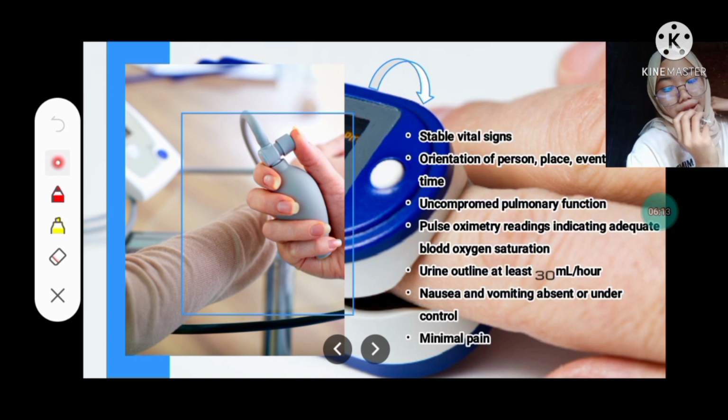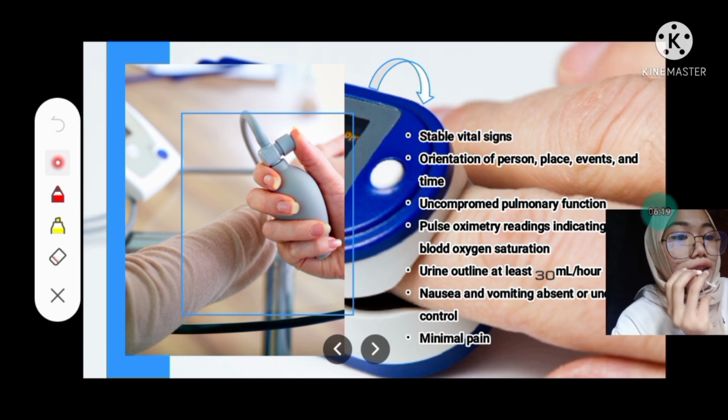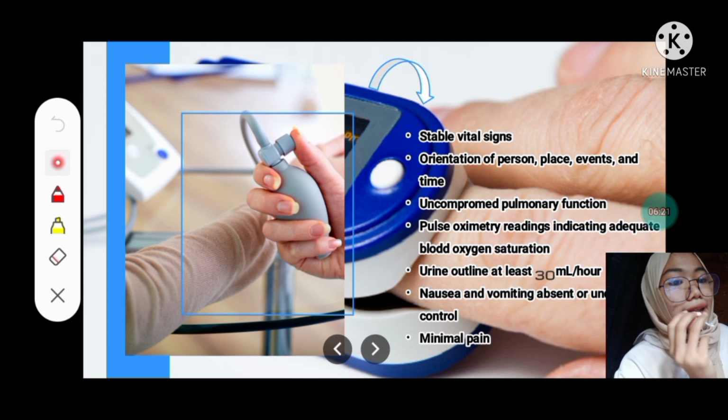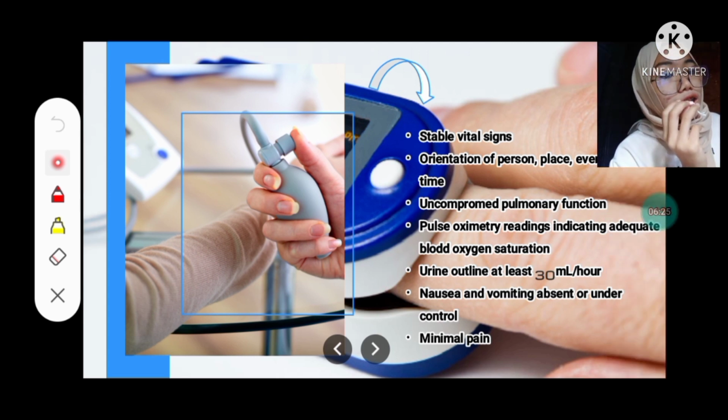make sure that the patient has stable vital signs. Okay? And then orientation to person, place, events, and time, and uncompromised pulmonary function, and then pulse oximetry readings indicating adequate blood oxygen saturation. And then urine output of at least 30 ml per hour. Nausea and vomiting absent or under control.